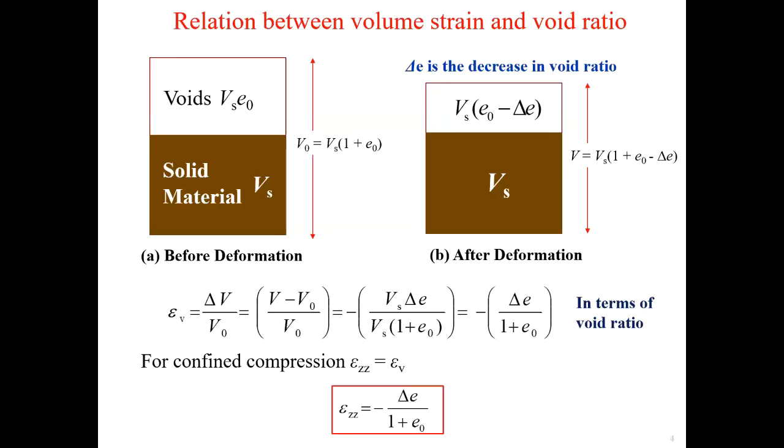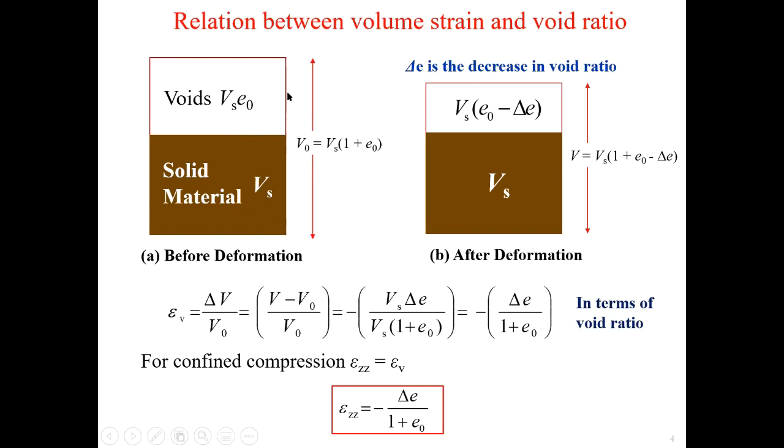Now let's have a look at the relationship between the volume strain and void ratio. So here is a three-phase diagram of a saturated soil. Before deformation, we have the solid material with volume of Vs, that's the volume of solid materials, and the void was fully occupied with water. So there's no air, and its volume is Vs times e0 because that's the definition of void ratio.